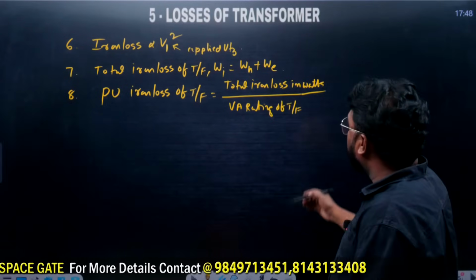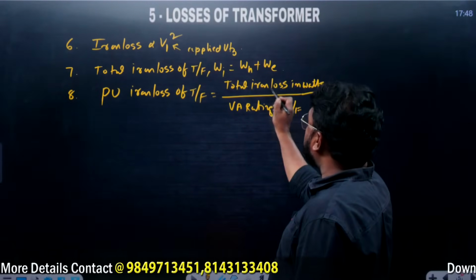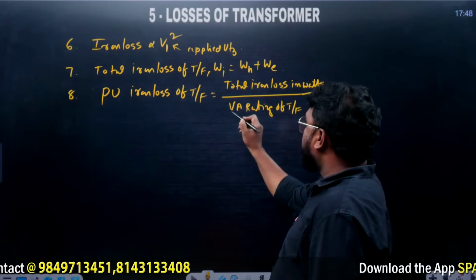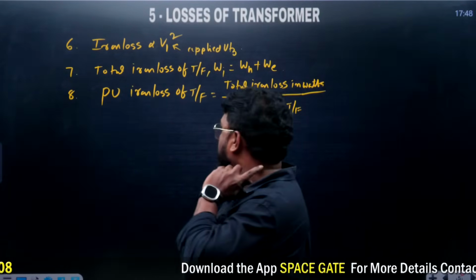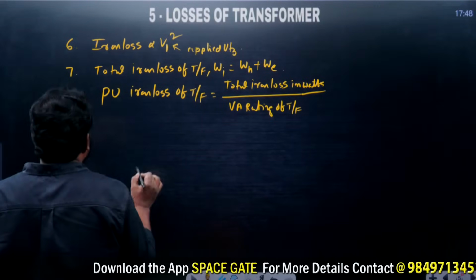While calculating, suppose iron losses are given in kilowatts, here we have to take the KVA rating of the transformer, with total iron losses of the transformer.